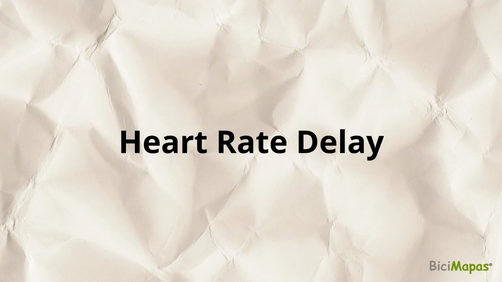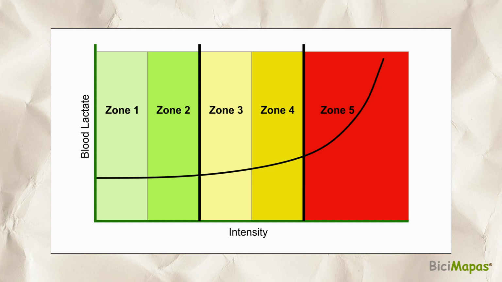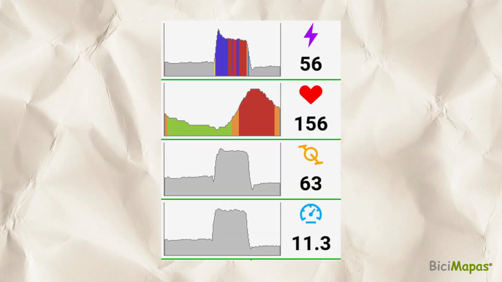Heart rate delay. Heart rate-based training cannot be used for anaerobic capacity and neuromuscular power training because of heart rate response delay. When a very high short effort is made, the heart takes some time to increase to the intensity level demanded, and usually the effort is finished before the heart rate rises.